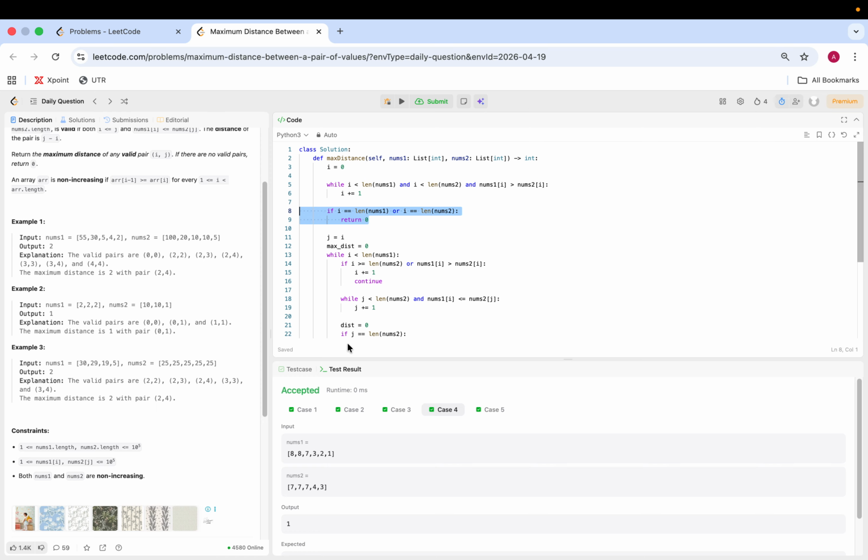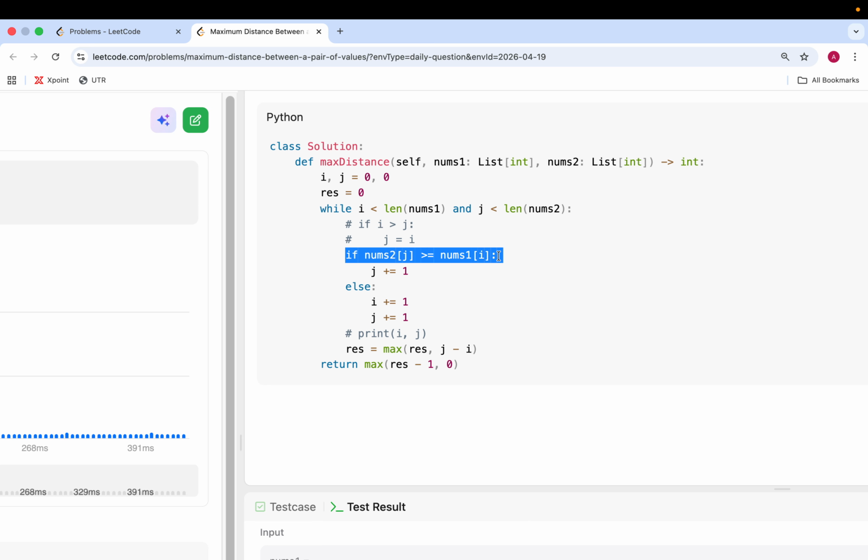Sure. i, j is equal to 0, 0, res is equal to 0. While both are valid indices, if nums2 at j is greater than or equal to nums1 at i, then you can increment across, sorry. Otherwise, move them both across. Interesting.